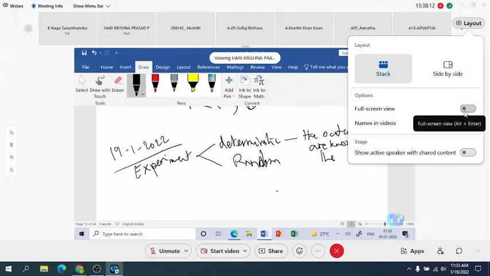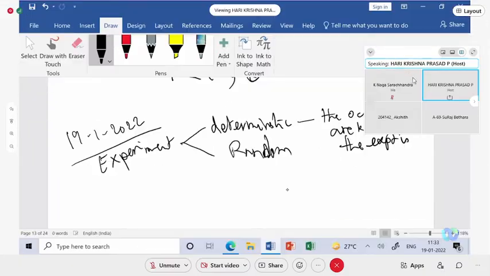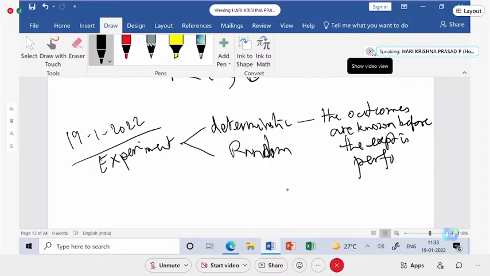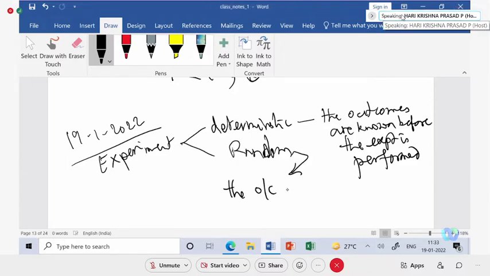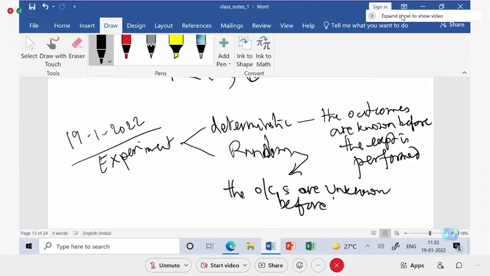before the experiment is performed. Typical example is the experiments they are doing in the laboratory. Random experiment is one for which the outcomes are unknown before the experiment is performed.